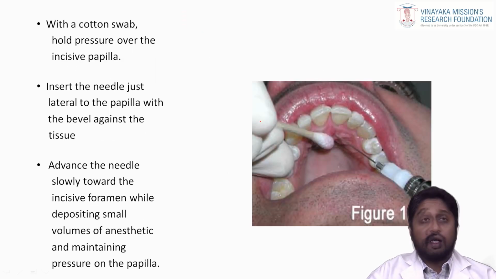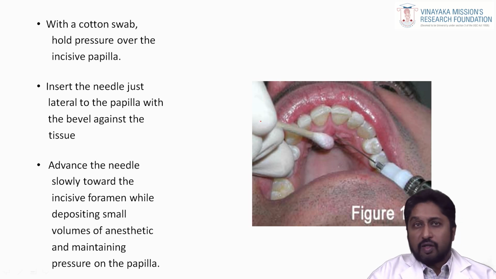Here you can see the cotton swab being applied because it will be a little painful. So you use a lignocaine gel or lignocaine spray before giving the injection. Insert the needle just lateral to the papilla with the bevel facing the tissue. Advance the needle slowly towards the incisive foramen while depositing a small volume of anesthetic and maintaining pressure on the papilla.